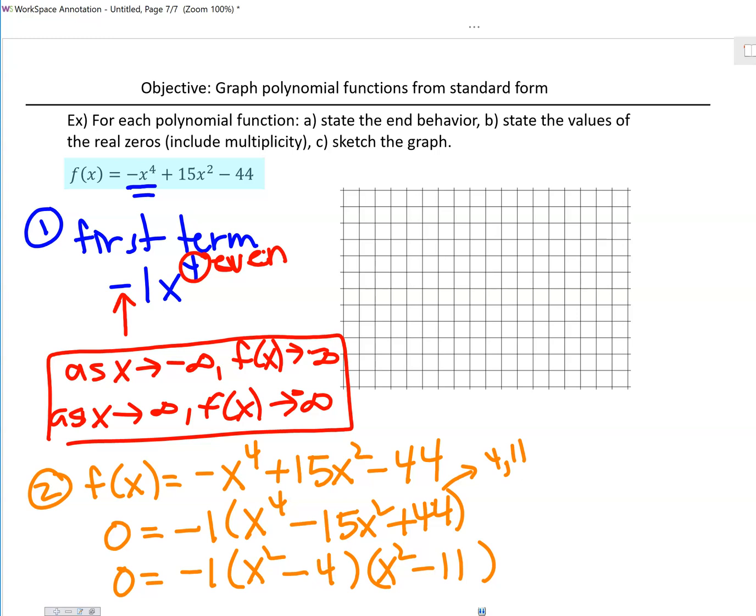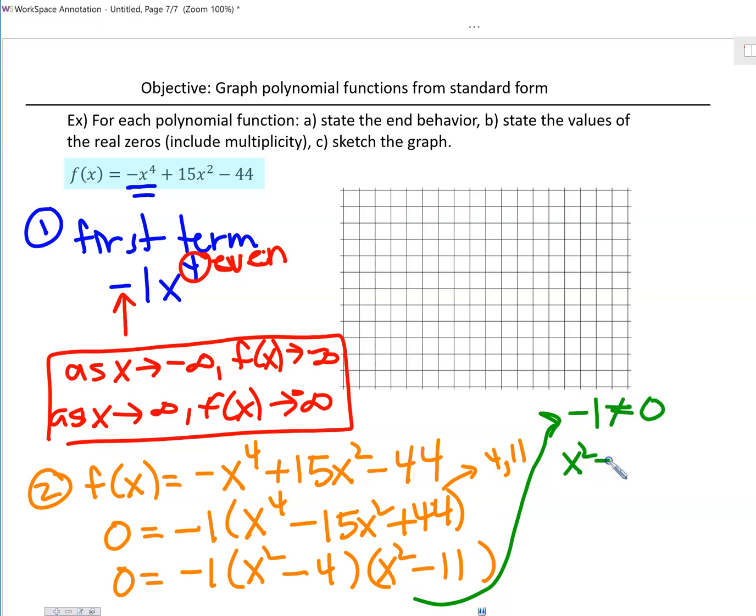All right, so now x squared minus 4 is a difference of 2 squares. We could factor it further if we wanted to, but since we are solving for values of x and our goal is not necessarily to factor, we could stop here and use our square root property on both of these. We can't factor x squared minus 11 anymore anyways. So I'm going to stop and use my zero product property. Negative 1 can't be 0, so I'm going to ignore that one.